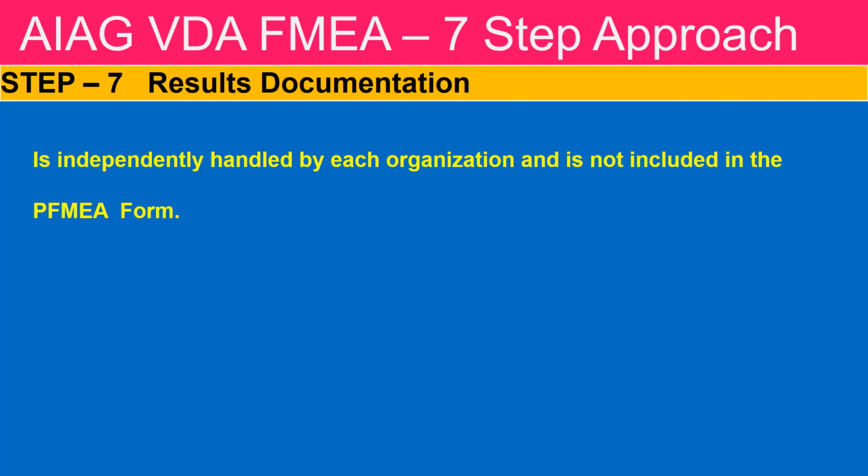The last step is step 7, results documentation. This step is not separately identified in the AIAG VDA form, but what the handbook says is that you need to prepare a report which can be used as a tool for communication within a company or between companies or even to the management, to document what all are the learnings of this FMEA.